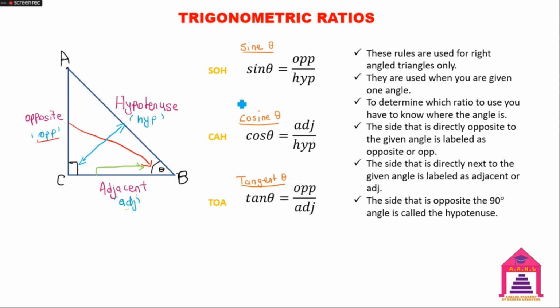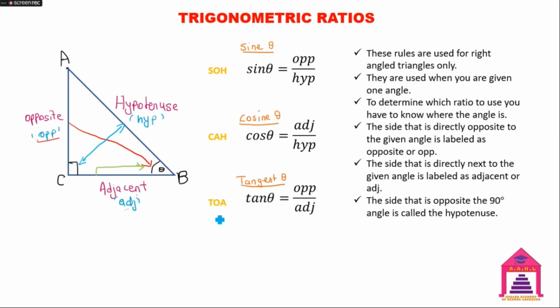How do we remember this? We use the acronym SOH CAH TOA. So, SOH: sine theta is equal to opposite over hypotenuse. CAH: cosine theta is equal to adjacent over hypotenuse. And TOA: tangent is equal to opposite over adjacent. Let me slow that down and go through it again another time. To be able to remember these formulas, we're going to use these acronyms.